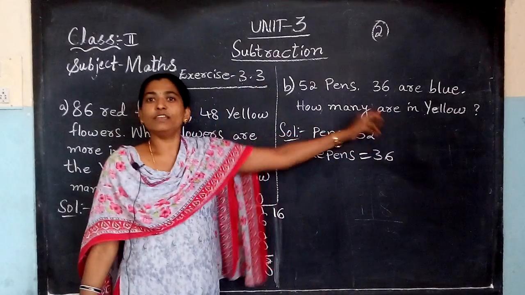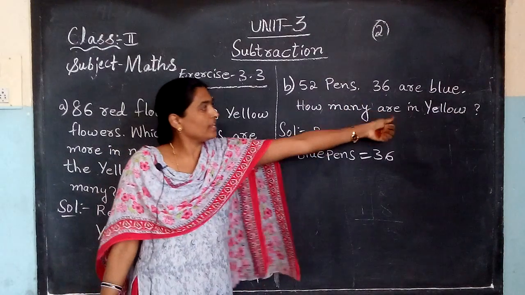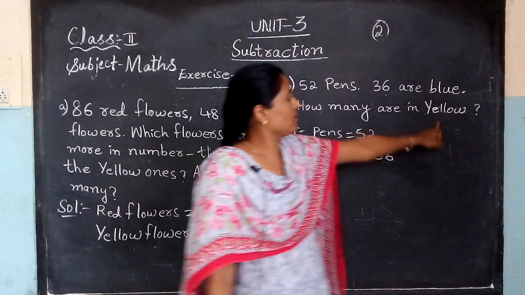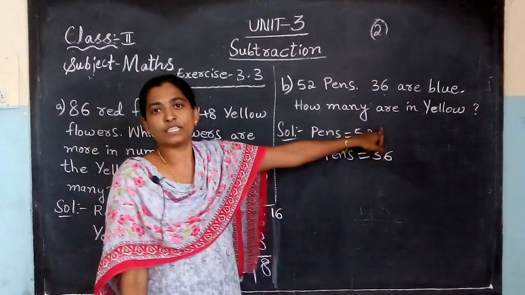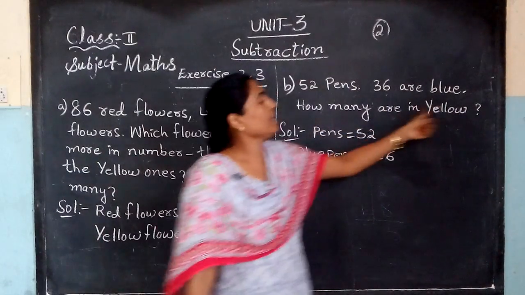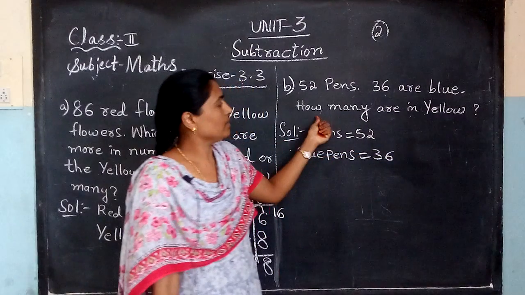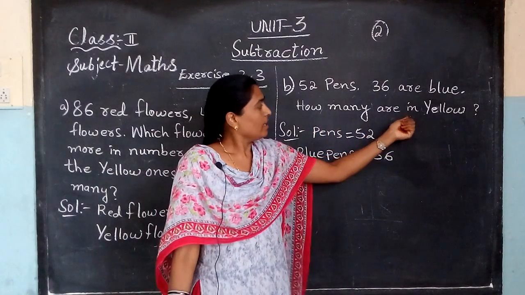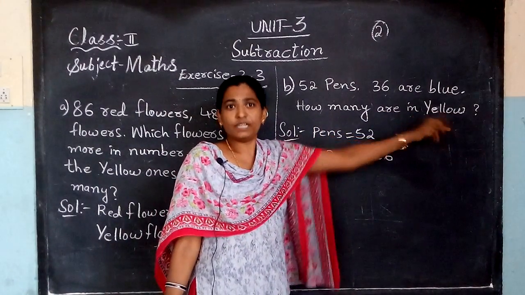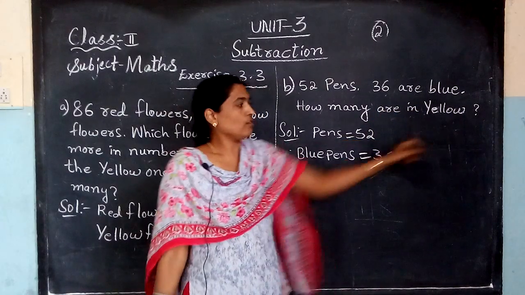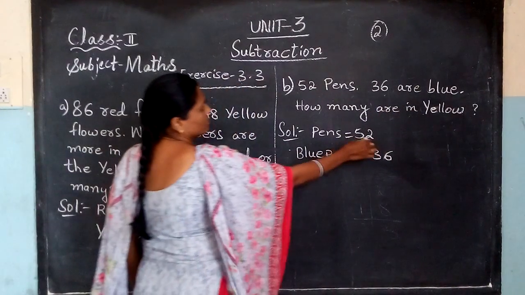But in your textbook the question given is wrong. How many are blue he has given, but here he made a printing mistake. How many are yellow? One side blue is there, one side yellow is there. But in our textbook how many are blue is given, but here how many are yellow? Now tell, pens how many are there total?